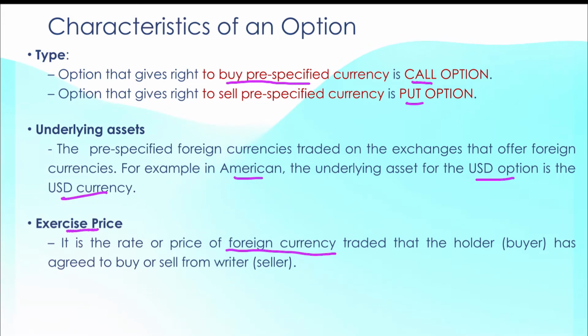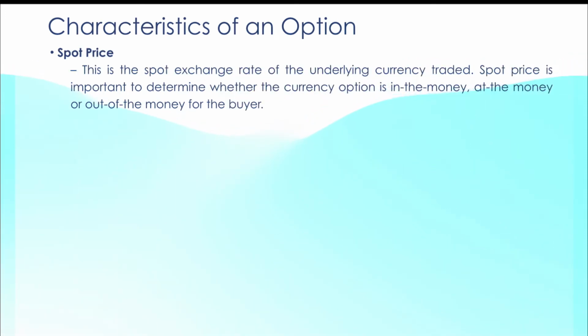If we look at the previous coupon, the 10 ringgit is the exercise price, the rate of the option itself. As usual, this is the spot exchange rate of the underlying currency traded. So spot price is important to determine whether the currency option is in the money, at the money, or out of the money. So this is the decision where the buyer wants to use the option or not.